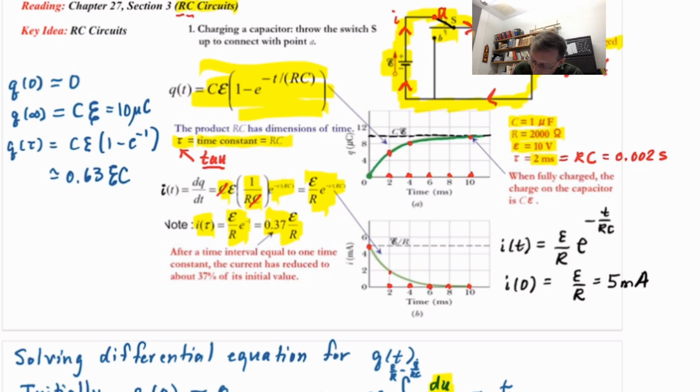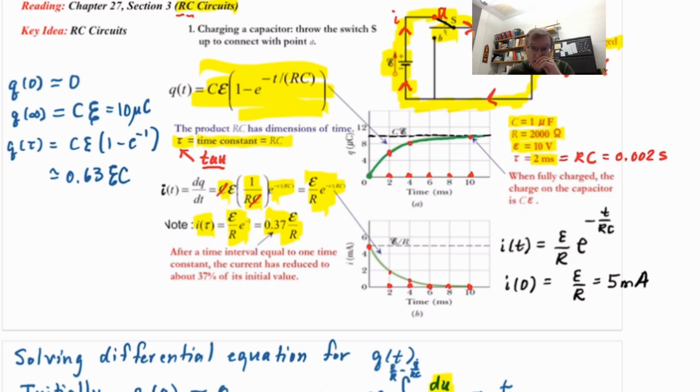And then after 2 time constants, we're even less, and so forth. And certainly after 5 time constants, the current in the circuit is essentially 0. So while the charge on the capacitor is growing exponentially and approaching an asymptote, the current in the circuit is just decaying exponentially. All right? Very famous behavior.